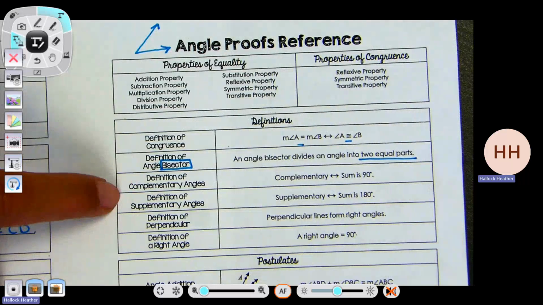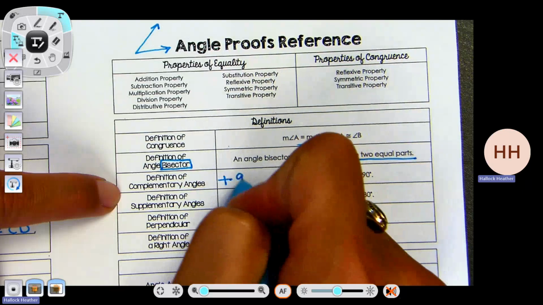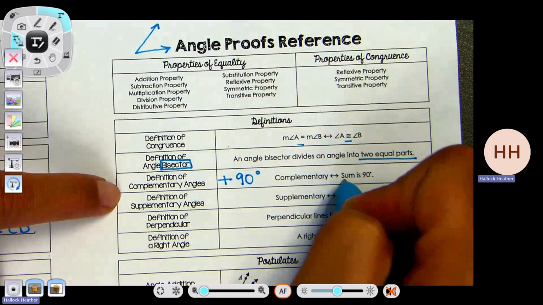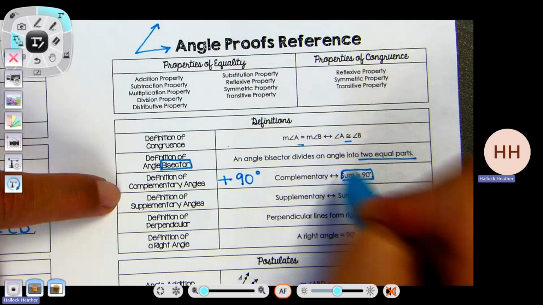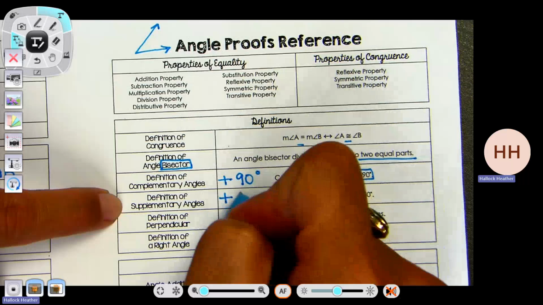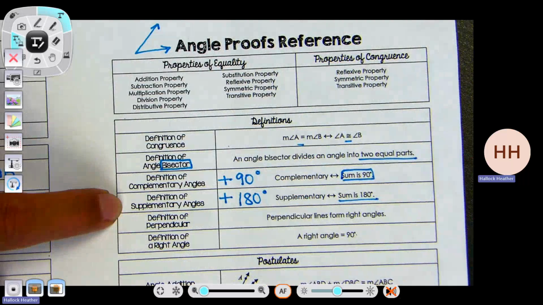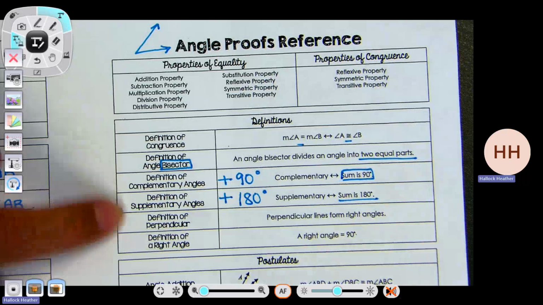What are complementary angles? They equal 90. So specifically, I want you to put a plus sign and I want you to put a 90 because they have to have a sum of 90 degrees. Sum means to add. What about supplementary? 180. So we're going to add to make 180. So if they ever have an equation and it's adding something, then it's complementary or supplementary.